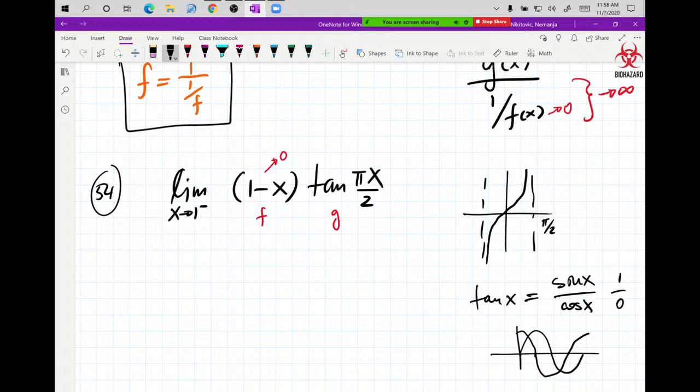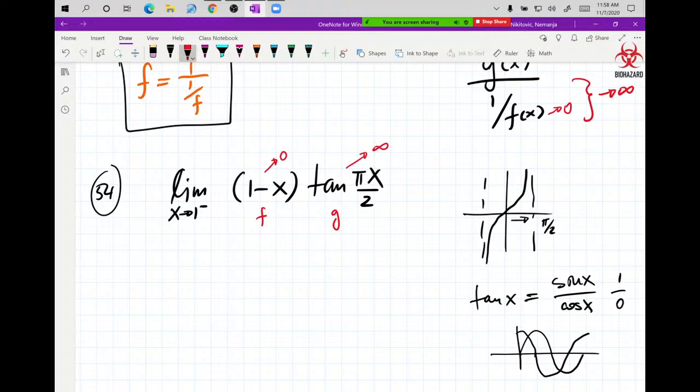And as I approach pi over 2, because again I plugged in 1 for x and got tangent of pi over 2, I'm getting infinity. Boom. So this is my problem.